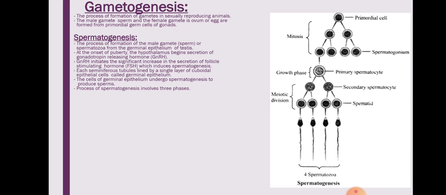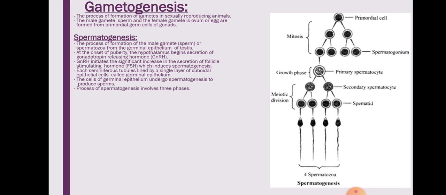Now each seminiferous tubule is lined by a single layer of cuboidal epithelial cells called germinal epithelium. In previous videos we have seen in transverse section of testes you can see many spherical seminiferous tubules, and at the periphery of these seminiferous tubules you can see cuboidal cells, which give rise to the different stages during spermatogenesis, and those cells are called germinal cells of the germinal epithelium. Cells of the germinal epithelium undergo spermatogenesis to produce sperm.